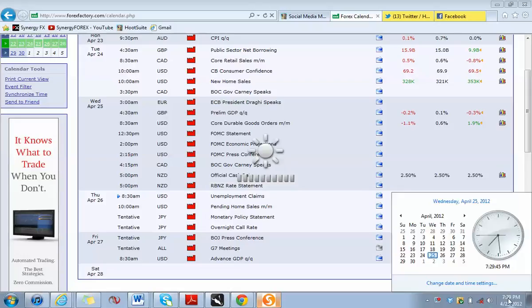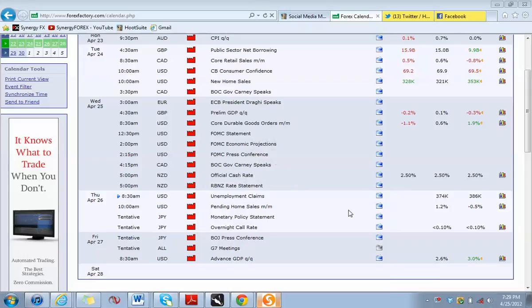Today is April the 25th. It is around 7:30 p.m. right now, and we're going to be looking at three different pairs.